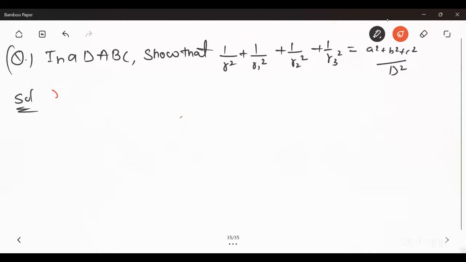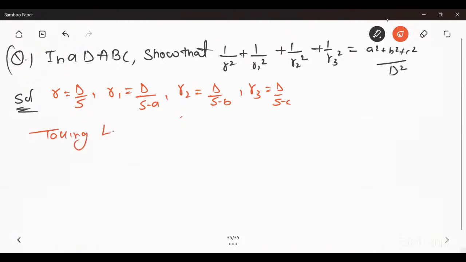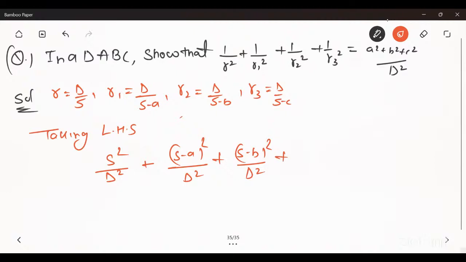We know the formula R is equal to delta upon S, R1 equal to delta upon S minus A, R2 equal to delta upon S minus B, and R3 equal to delta upon S minus C. On putting all these values in LHS, firstly I am taking LHS. Now putting all the values in LHS, you will get S square upon delta square plus S minus A whole square upon delta square plus S minus B whole square upon delta square plus S minus C whole square upon delta square.